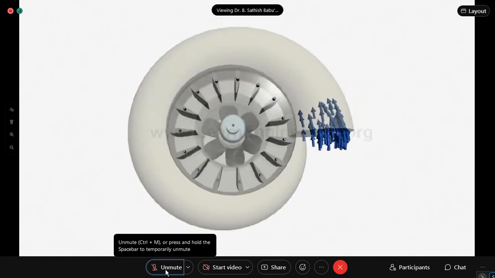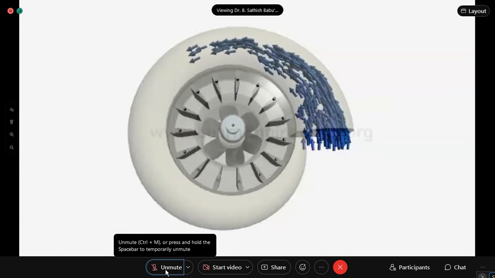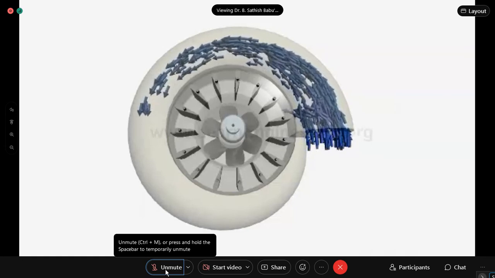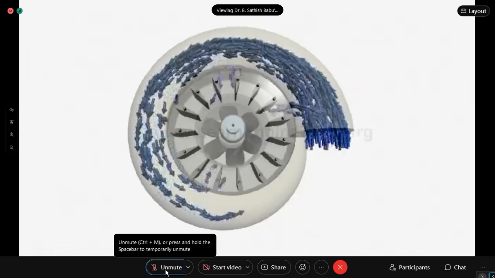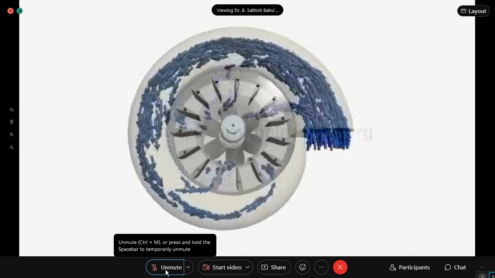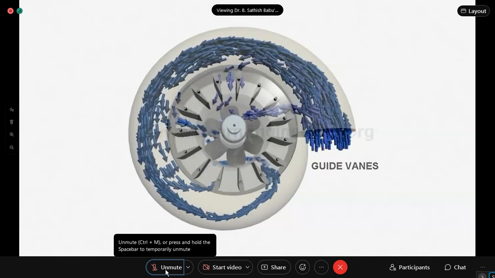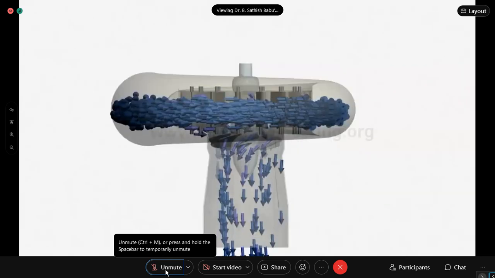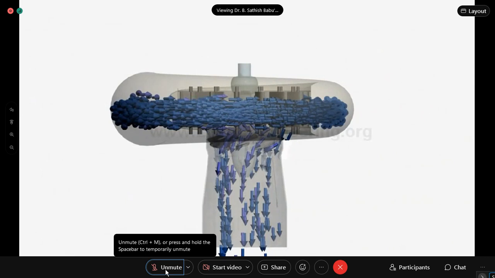In a Kaplan turbine, flow enters through a spiral casing. The decreasing area of the casing makes sure that flow enters the central portion at almost uniform velocity throughout the perimeter. Water, after crossing the guide vanes, passes over the runner. Finally, it leaves through a draft tube.